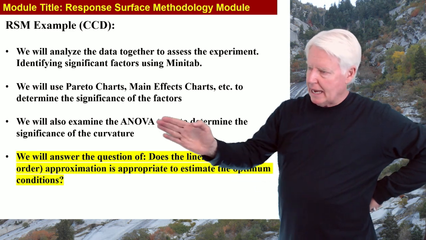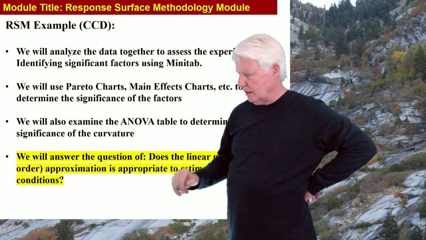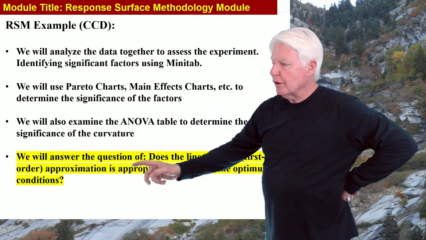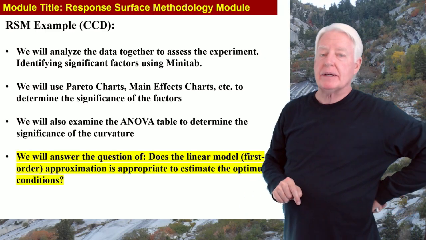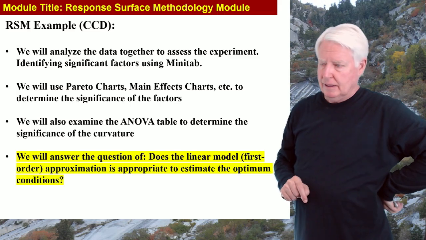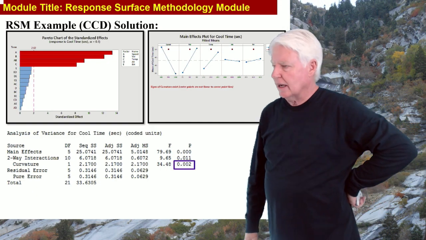Okay, we're going to use Minitab. The ANOVA is going to pick up on curvature for us. I'll show you how that looks in a little bit. We will answer the question of whether the linear first-order model approximation is appropriate to estimate the optimum conditions. Well, it will be if there's no curvature. Then if it's just flat planes, it's going to do just fine, most likely.